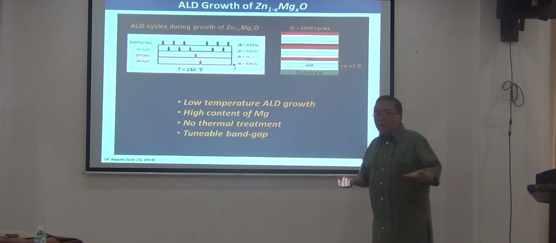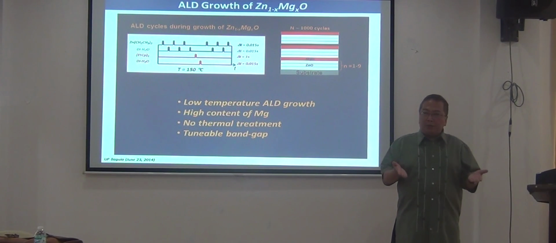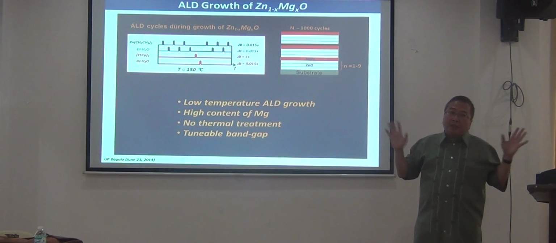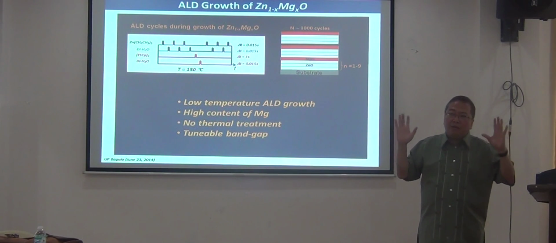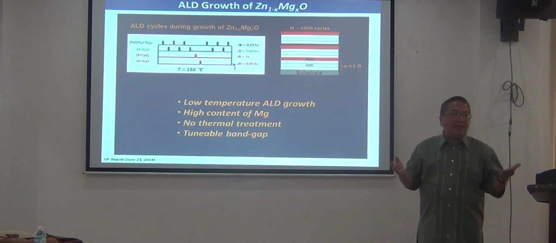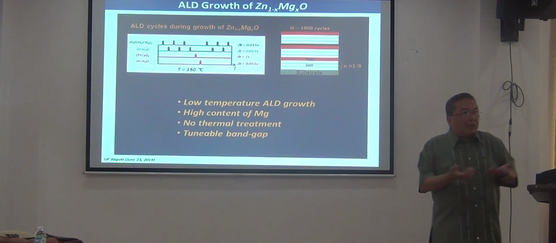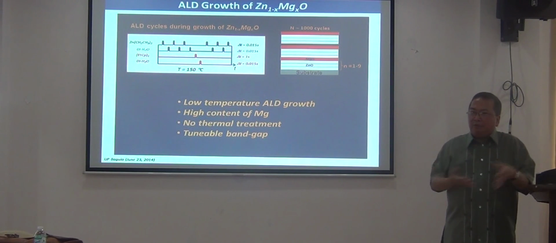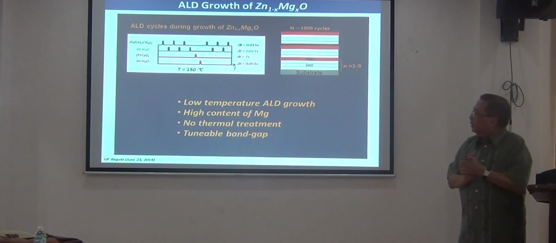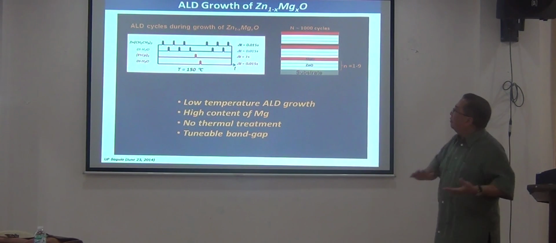But there are certain applications where I want that to be carried out at low temperature. Zinc magnesium oxide is by no means a new material. There are other ways of making this. But I would like to do this using an ALD because of certain specific applications that will require an ALD. And the way you do this is really very, very simple.